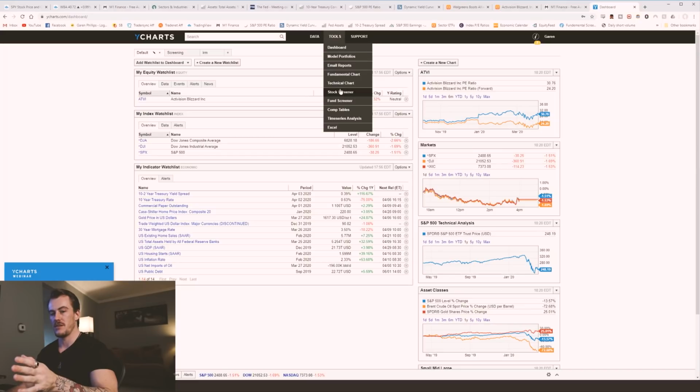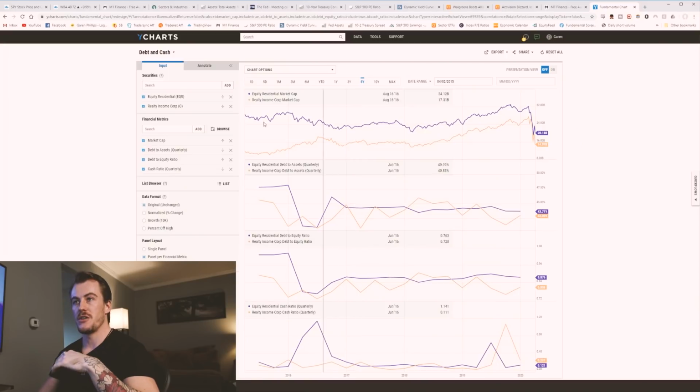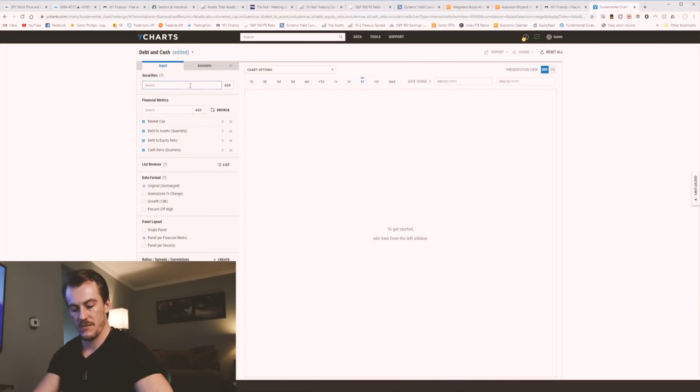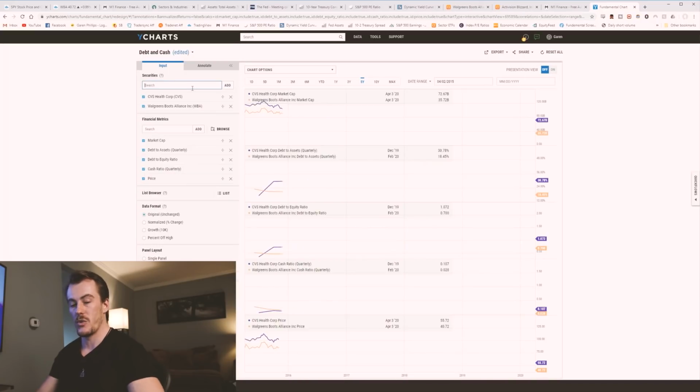This is actually the only charting software I know where I can chart fundamental data visually. So I'm going to load up, all right, we're going to do debt to cash ratio, and we're going to throw in CVS and WBA, Walgreens. So we're comparing this.